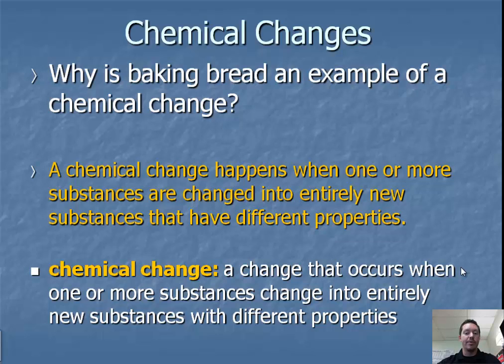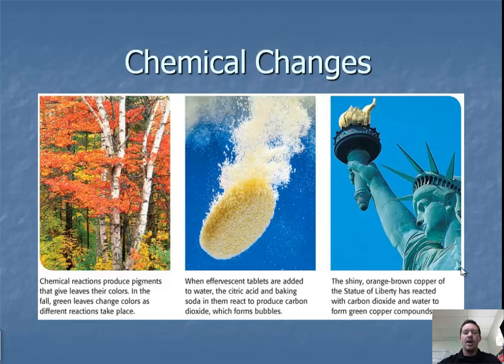substance with different properties. So if I took my paper example and then I decided to light it on fire, well, it turns to ash, and you can't really tell that it was paper. You can tell something was burnt, but it's not the same at the molecular level. It's changed. Here are some other examples of chemical changes.